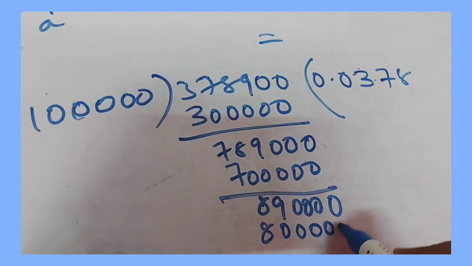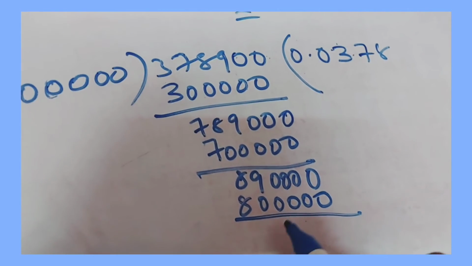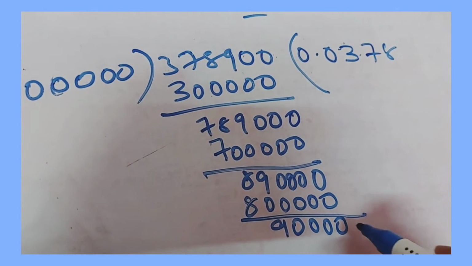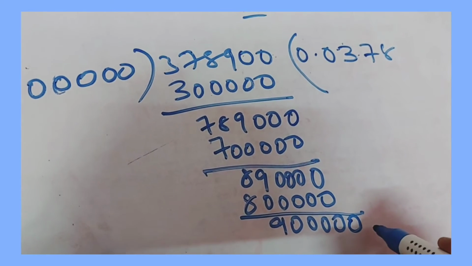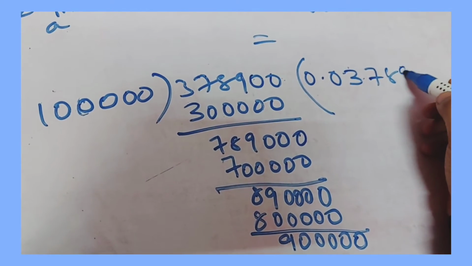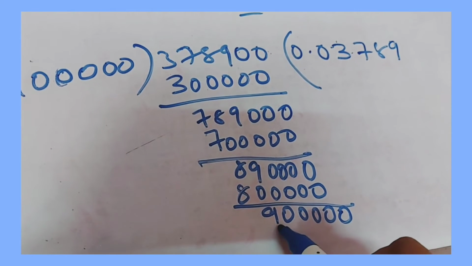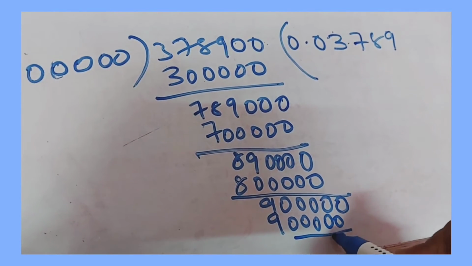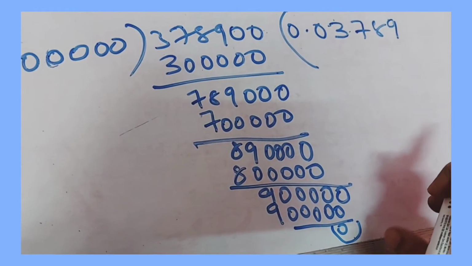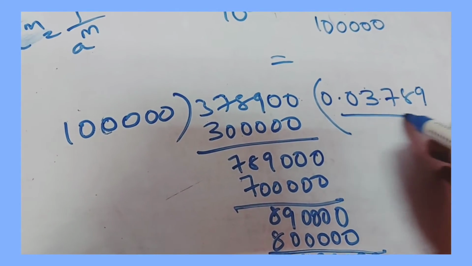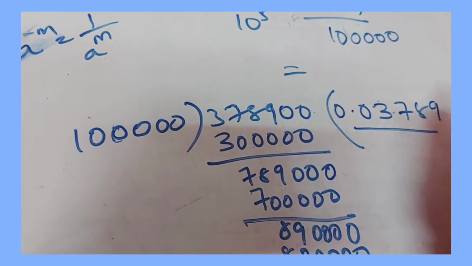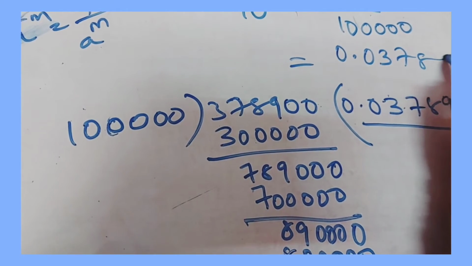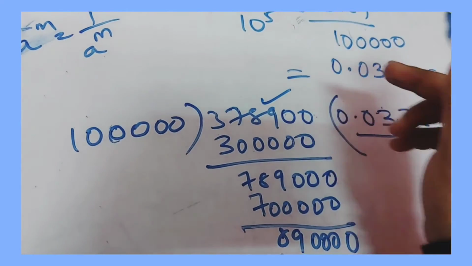1 2 3 4 5. So again what will happen here, 9. It will become 90,000. Again you have to write one more 0 here. It will become 9 lakh. Okay, so you have to take 9s are, it is 9 lakh. 1 2 3 4 5. So the answer is here 0. So 0 is the answer here. So what is the answer? 0.03789. So this is how you have to do this.